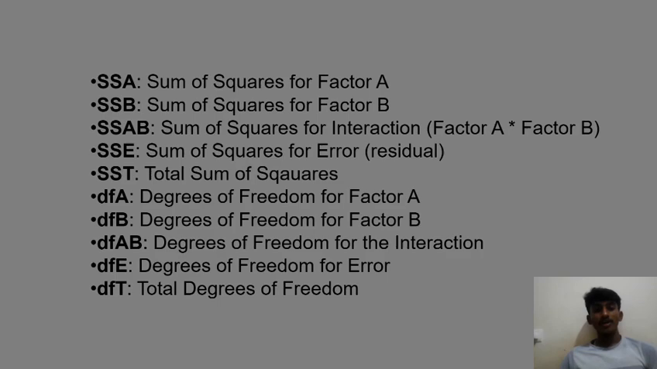DFA is the degrees of freedom for factor A, and DFB is the degrees of freedom for factor B. DFAB is the degrees of freedom for the interaction. DFE is the degrees of freedom for error. DFT is the total degrees of freedom.